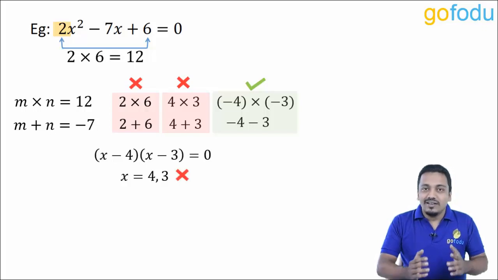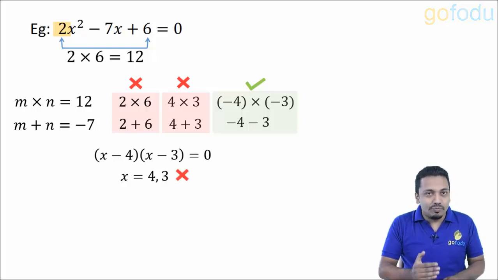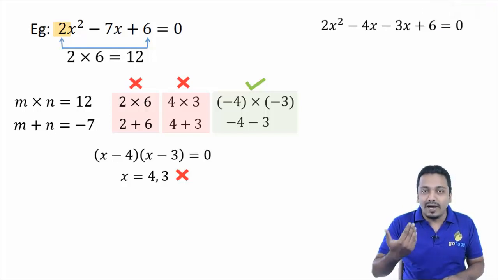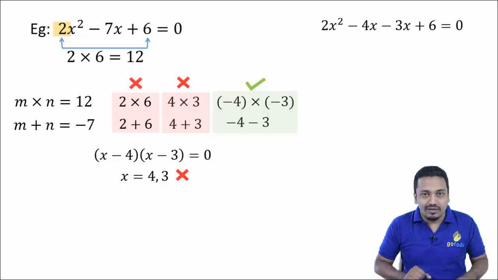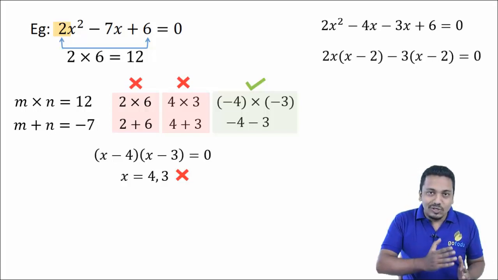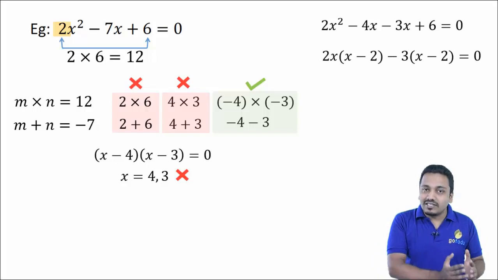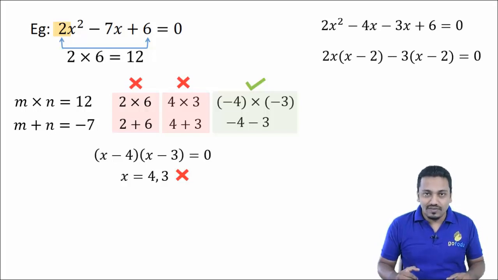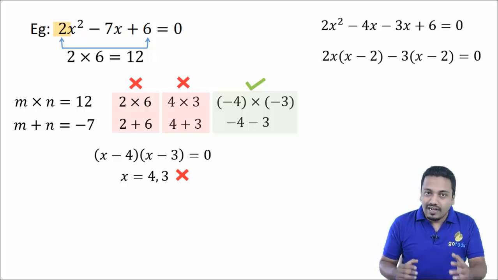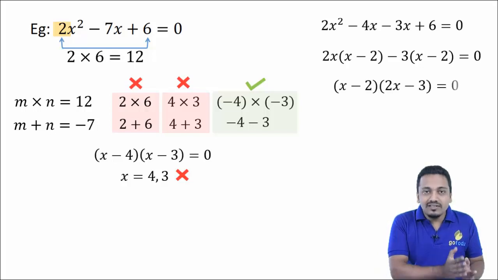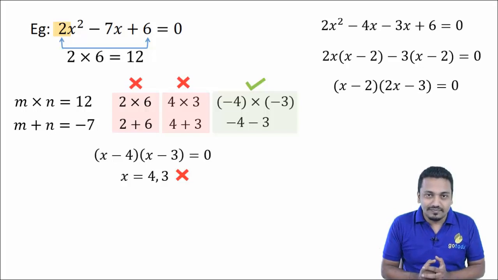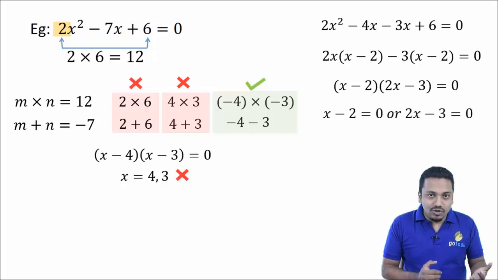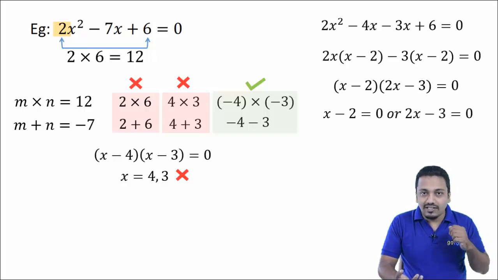Wrong. Minus 7x in our equation could be broken as minus 4x minus 3x. Take two terms at a time and take out the common elements. 2x into x minus 2 minus 3 into x minus 2 is equal to 0. Again x minus 2 could be taken out common. x minus 2 into 2x minus 3 is equal to 0. Now either the first term is 0 or the second term is 0. So we will get the values of x as 2 or 3 by 2.